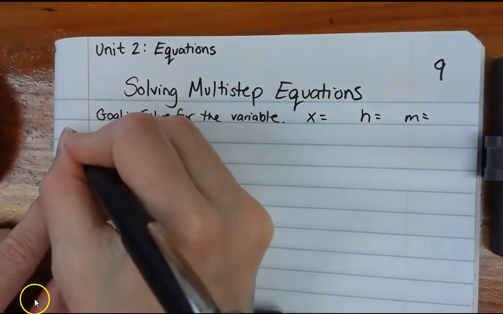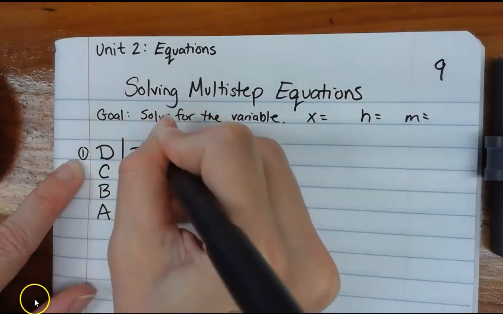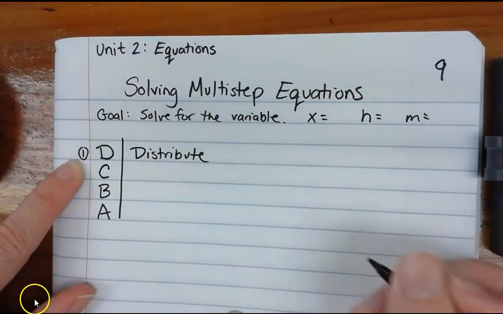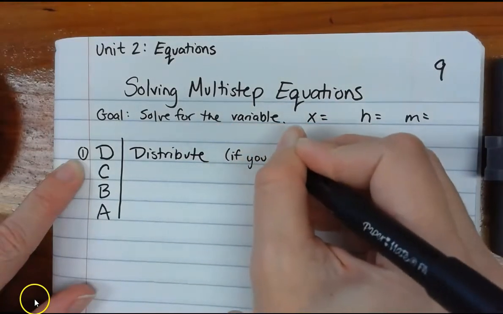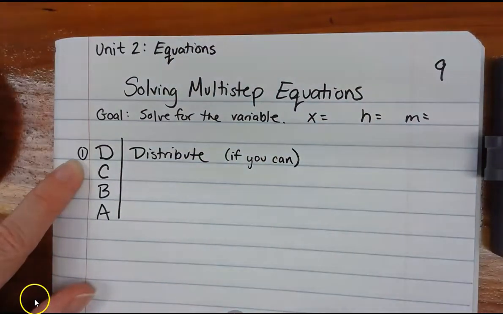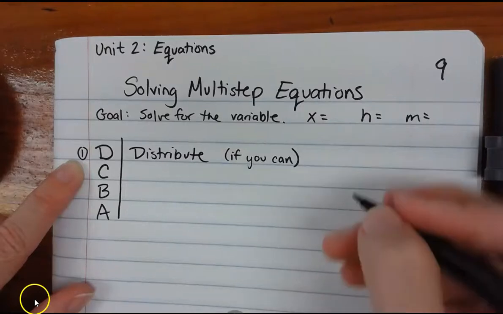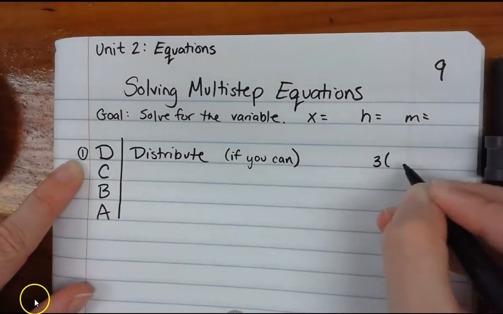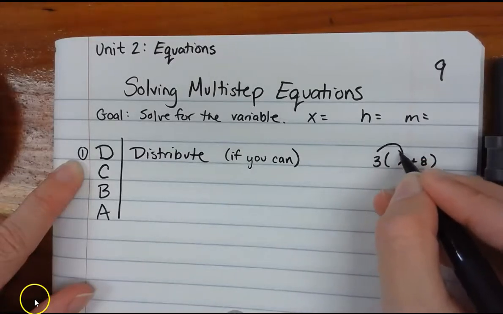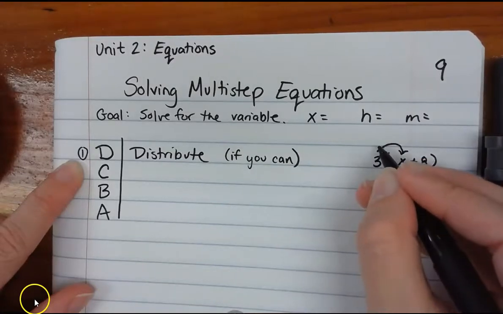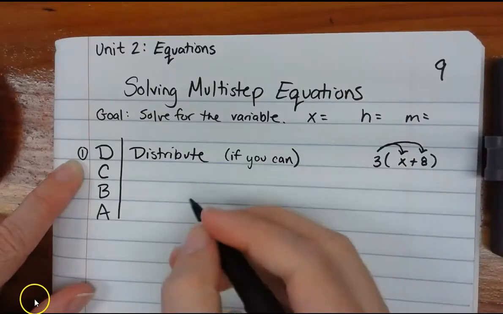Well, step number 1 is going to be the D, and that stands for distribute. We're going to distribute if you can. Not all the time are we going to have a distribution step. So first step is to distribute. That's only if you can distribute. And remember, distribution, we're talking about like a number sitting outside of a set of parentheses where we're going to distribute, 3 times x, and then we're also going to distribute 3 times 8. And so that's what I mean by distributive property.